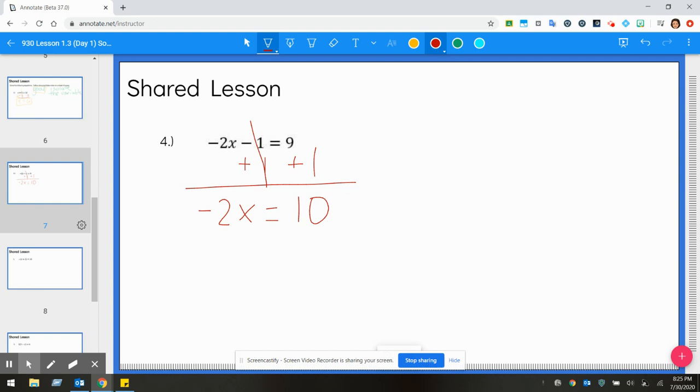So right now, negative 2 is being multiplied to x. In order to get rid of it, I'm going to undo that multiplication and divide both sides by negative 2. Negative 2x divided by negative 2, I'm left with x. 1x equals negative 5. So my solution is x equals negative 5.